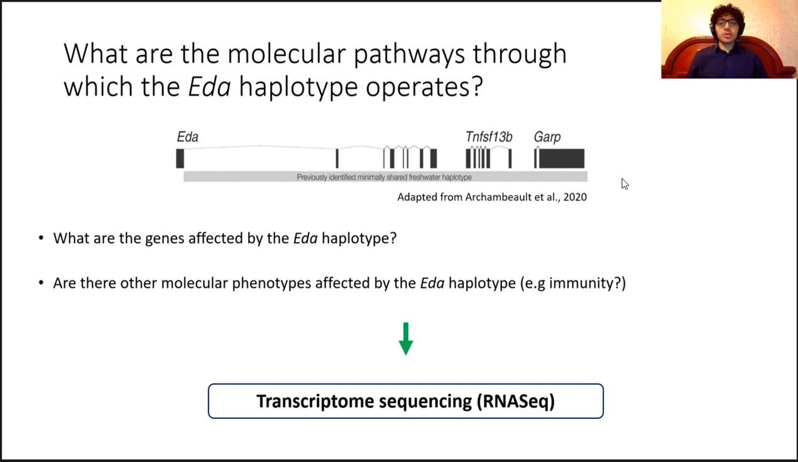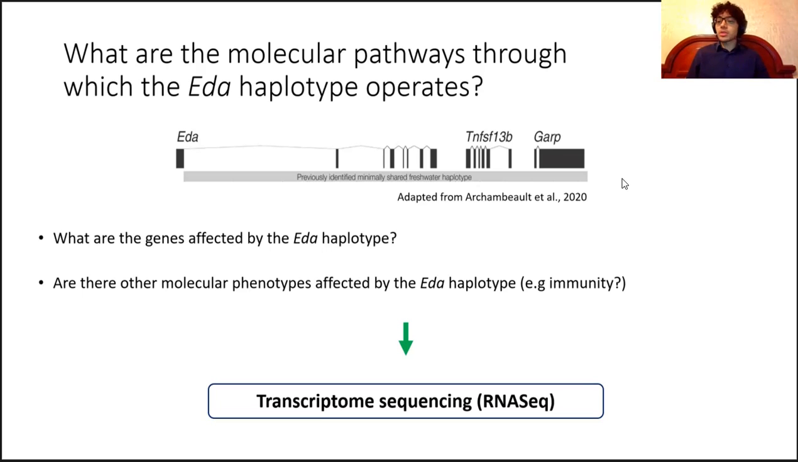In this project, we want to know in particular two things. What are the genes affected by the EDA haplotype, and are there other cryptic molecular phenotypes of the EDA haplotype, for example, immunity, which could explain why we have two immune genes in the haplotype.